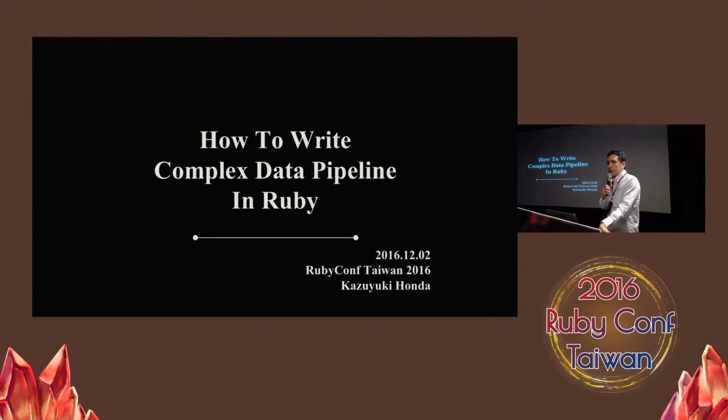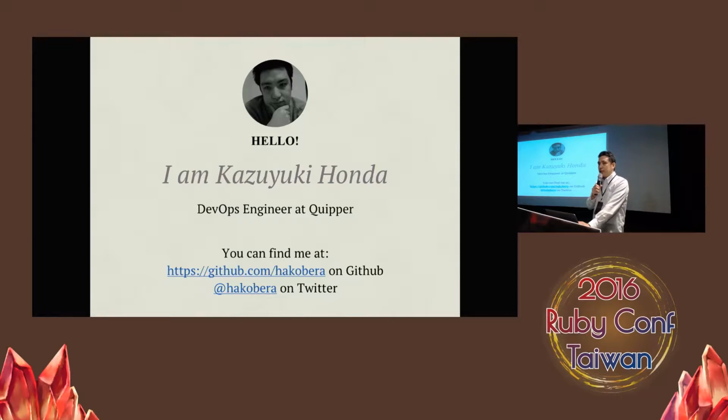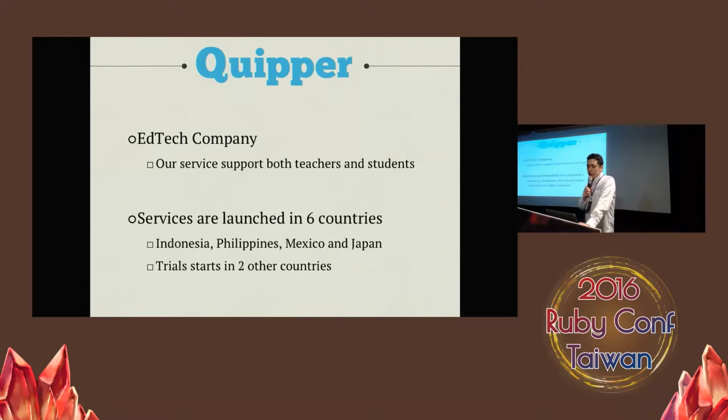Today I'm talking about how to write complex data pipeline in Ruby. Let me introduce myself. My name is Kazuyuki Honda, and I'm a DevOps engineer at Quipper. My nickname is Hakobera, so you can find me at Hakobera on both GitHub and Twitter. Quipper is an edtech company. Our services are launched in 6 countries, Indonesia, Philippines, Mexico, and Japan. And I'm working with the data from the students and teachers. So today's session is about data at Quipper.